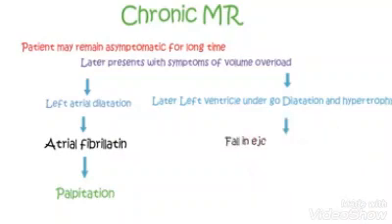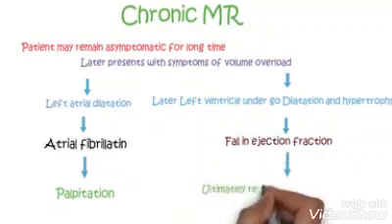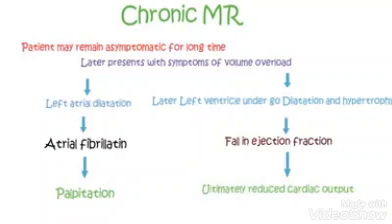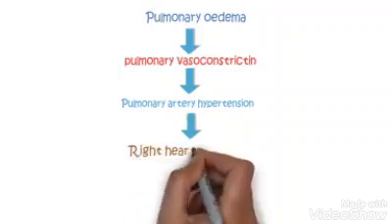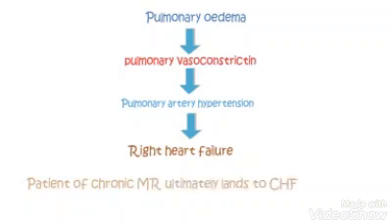Due to structural change of left ventricle in long time, heart cannot maintain ejection fraction, which leads to fall in cardiac output. Now back pressure to the lungs causes pulmonary edema. To prevent pulmonary edema, pulmonary vessels undergo vasoconstriction. Chronic vasoconstriction leads to pulmonary artery hypertension. Finally, pulmonary artery hypertension causes right heart failure. So progression of chronic mitral regurgitation ultimately leads to congestive heart failure.